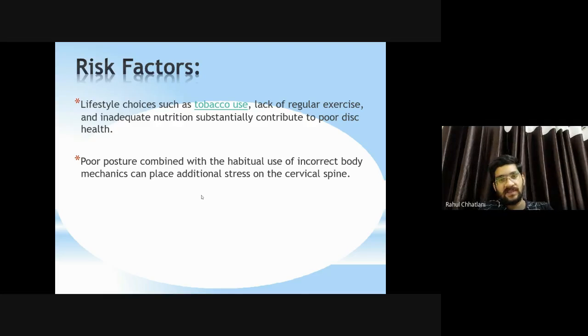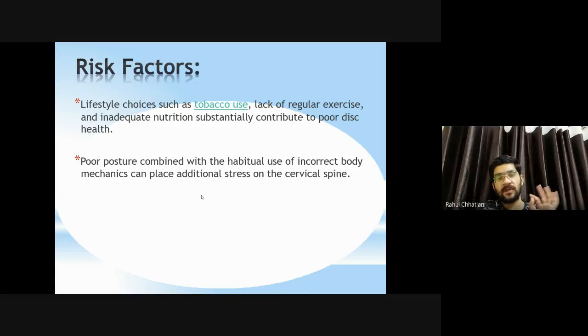Risk factors, yes. So anything that weakens the annulus fibrosus is a risk factor. If the annulus fibrosus does not weaken, the nucleus cannot move outside, that means it cannot compress the spinal cord. Lifestyle choices such as tobacco use, lack of regular exercise, and inadequate nutrition subsequently contribute to poor disc health. Disc health is the main thing. Specifically even dehydration: if the water content in the nucleus decreases, this can also directly lead to prolapse.